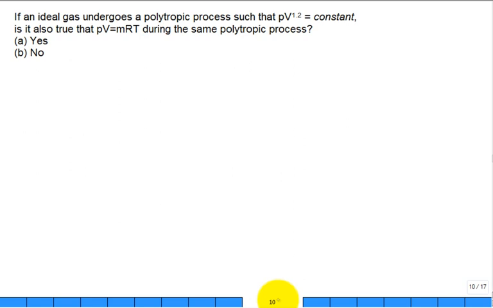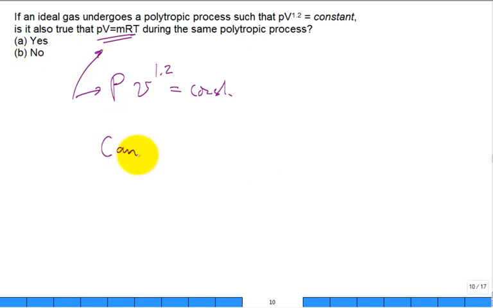Somebody says, I have an ideal gas that undergoes a polytropic process such that P times V to the 1.2 is equal to a constant. Is it also true that PV equals mRT during the same polytropic process? Or is it impossible for both of these to be true during the same process? Let me ask you, can both be true during the same process? Yes or no? Yes.